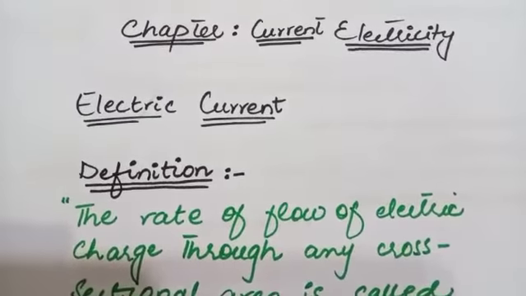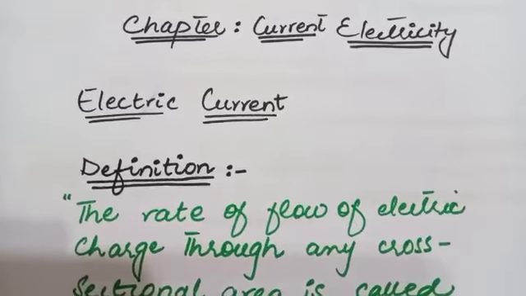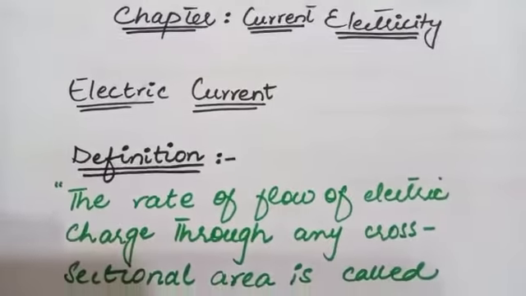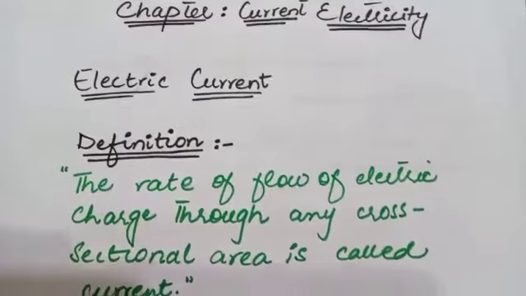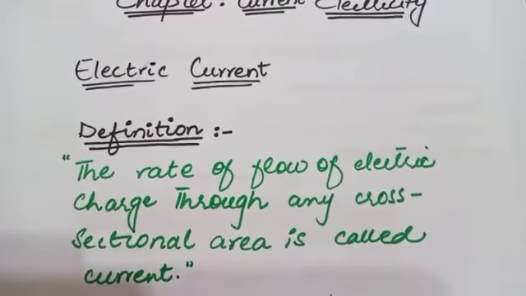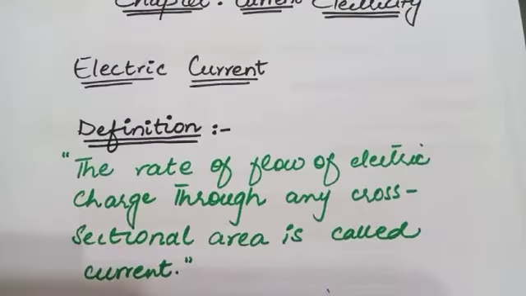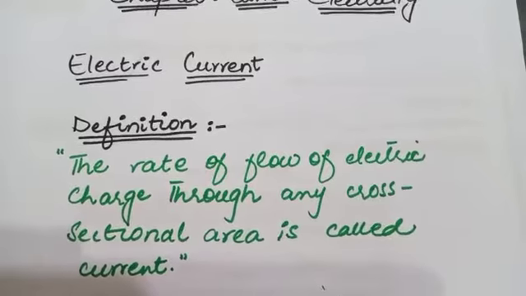Today we are going to discuss the chapter current electricity. The first topic is electric current. We can define the electric current. The rate of flow of electric charges through any cross-sectional area is called electric current.